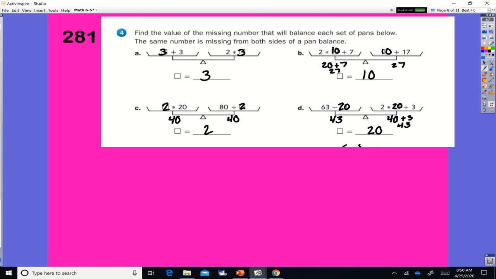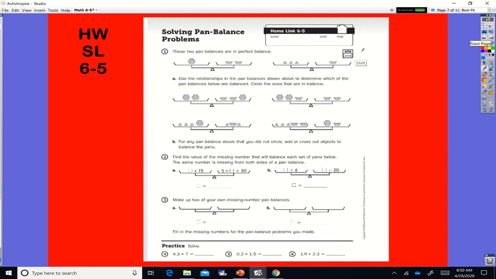Now, for your home link tonight, it's very similar to what we did. Up here, you're making the pan balances balance. Make sure you look at the top here, because that's going to tell you what's equal to each other. Down here, you're putting in the missing number, and number 3, you get to make your own. 4, 5, and 6, you are multiplying decimals. We've worked a lot with this, and I think you will do just great.